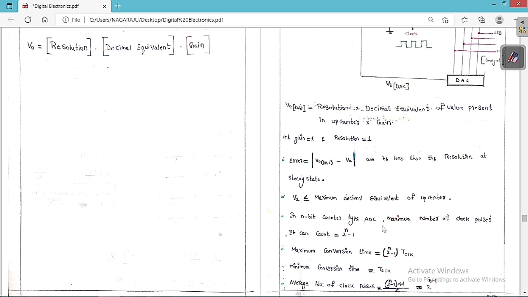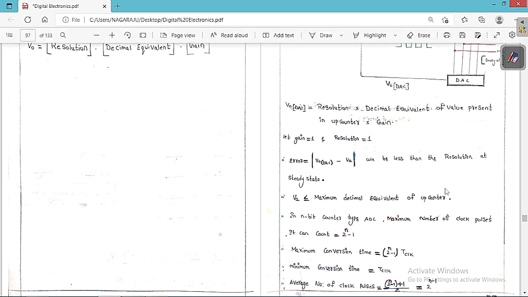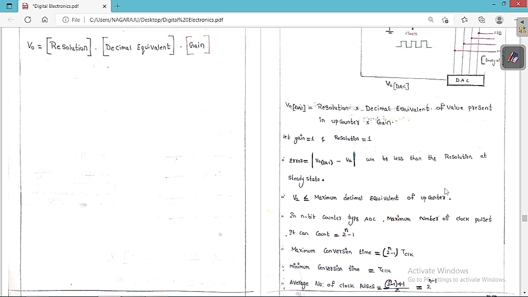In an n-bit counter type ADC, the maximum number of clock pulses it can count is 2 to the power of n minus 1, because I have already told you this is an n-bit counter. N-bit means the maximum decimal equivalent we can get is 2 to the power of n minus 1. So with n bits, the maximum number of clock pulses we can get is 2 to the power of n minus 1.